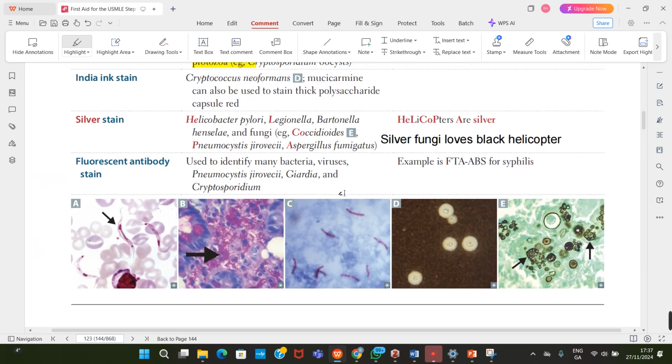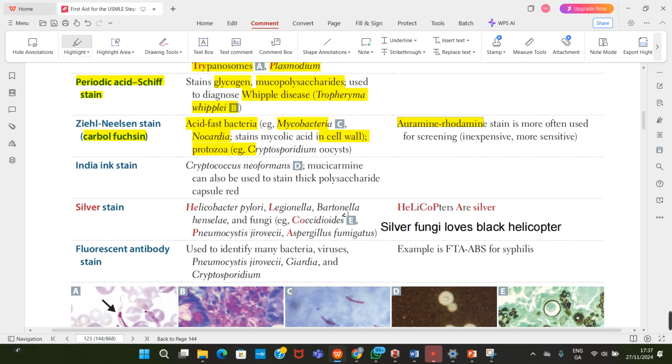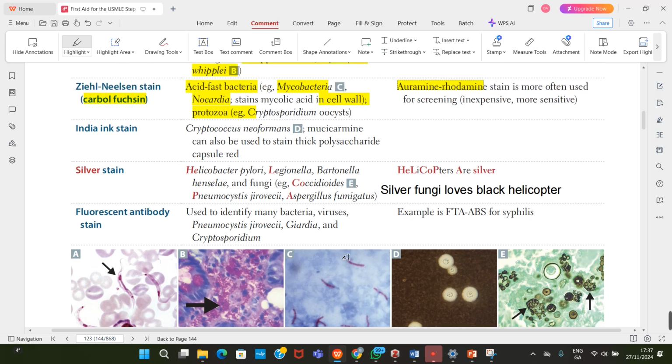This is the acid-fast stain for acid-fast organisms. That means that you cannot bleach them with acid or alcohol. That's why we call them acid-fast. They cannot be bleached with acid or alcohol.